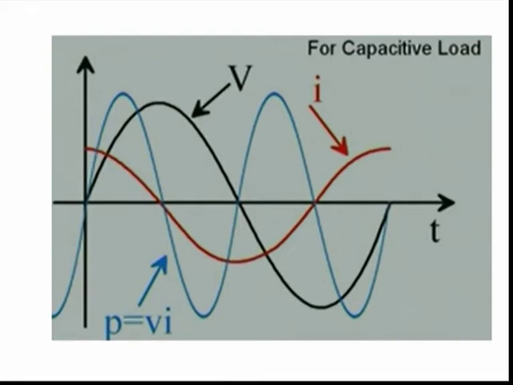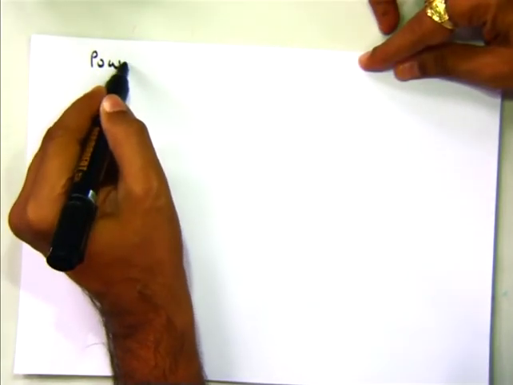Otherwise, if we talk about the average power which is being transferred from the source to the load, that average power is again 0, similar to the inductive load. So here also the same case, whether it is a pure inductive load or a pure capacitive load, the power will never be transferred from the source to the load, but it is oscillating with double frequency. Now, from this we can come to another definition, that is the power factor.